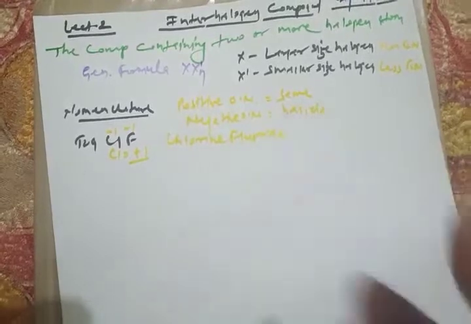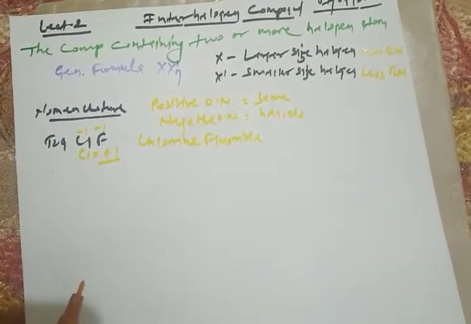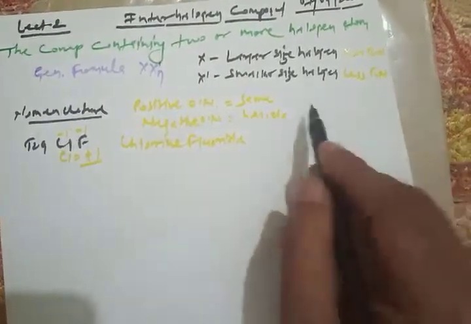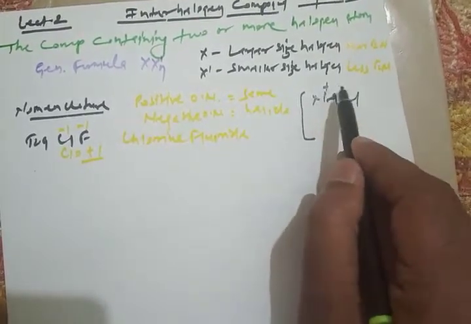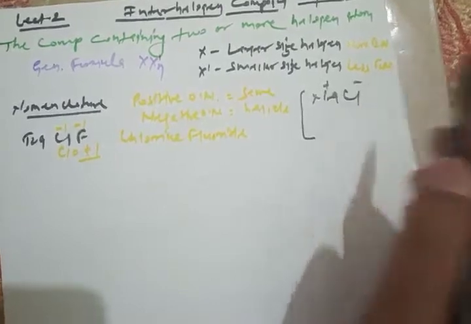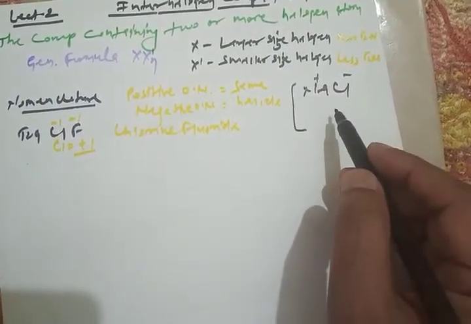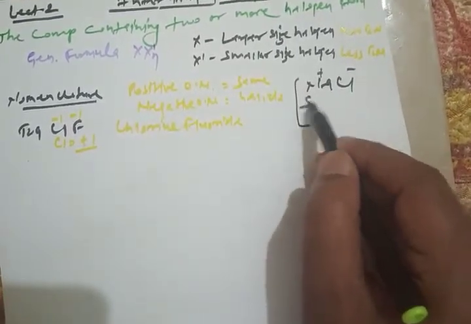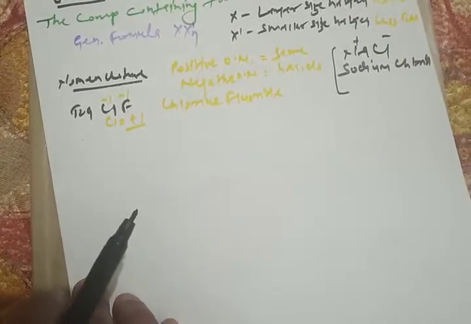See, there is no need to remember actually, because whenever you are giving the name to a particular compound, the same IUPAC nomenclature is followed. For example, if you take sodium chloride, here this is positive and this is negative. So the higher negative oxidation state is always considered as the chloride. It is called sodium chloride. Okay, so this is how we get chlorine fluoride.